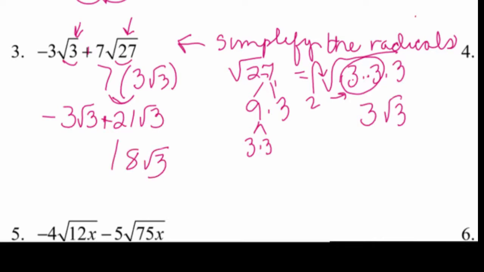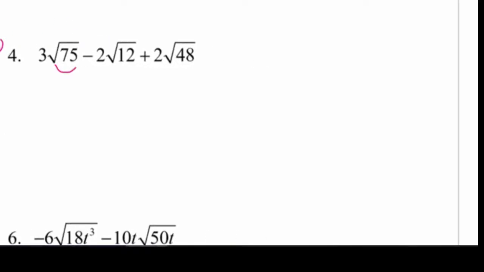Let's look at number 4. So now we have 3 terms. They do not look like they're like radicals, but we can tell from the radicands, square root of 75, square root of 12, and square root of 48, that there are some perfect squares in there.